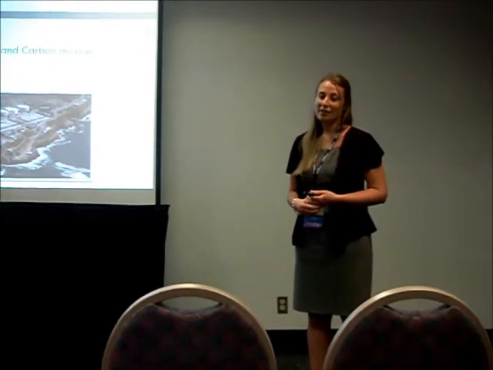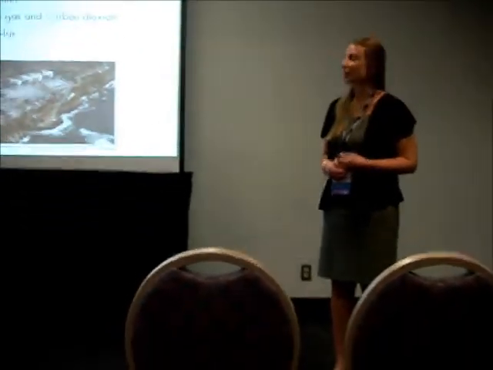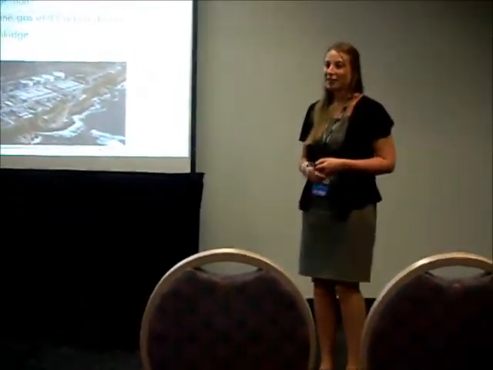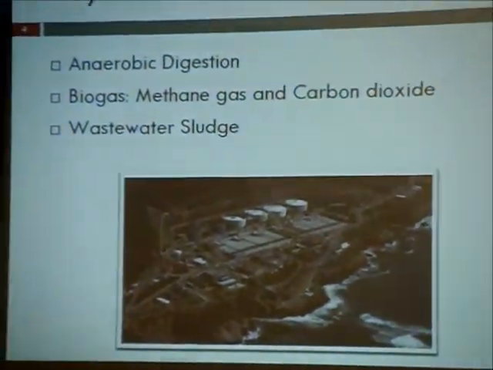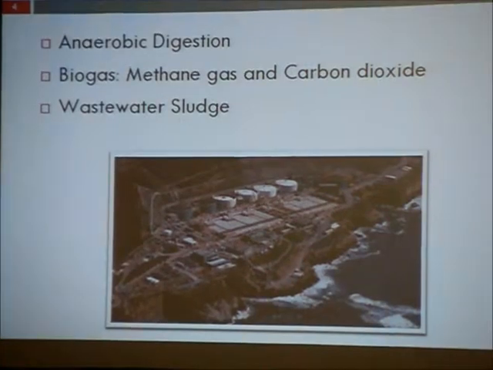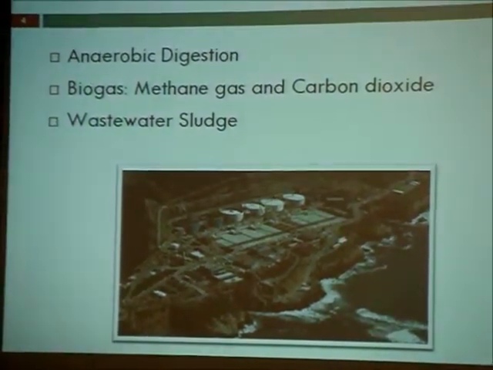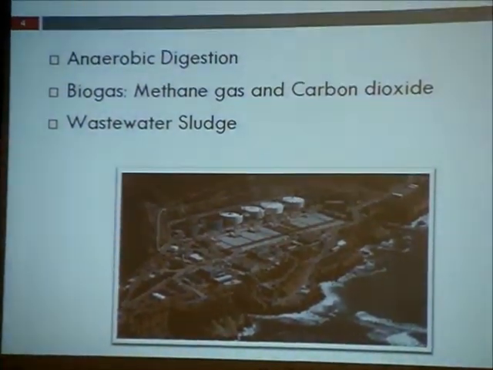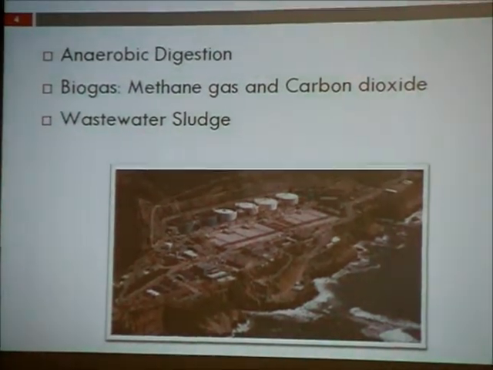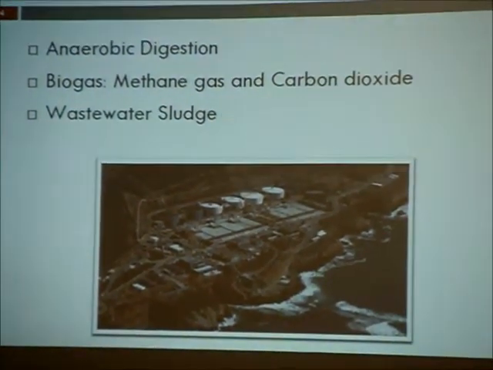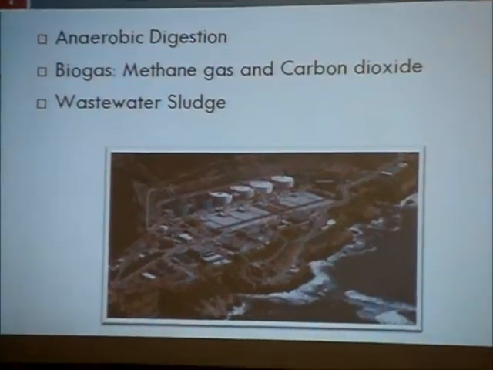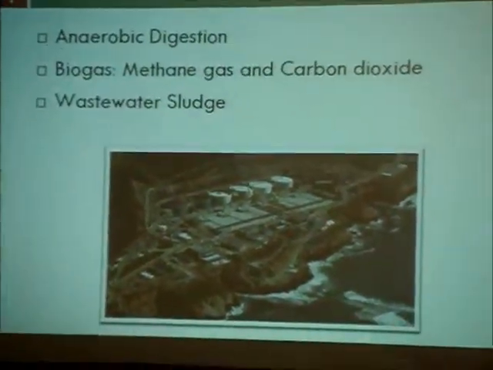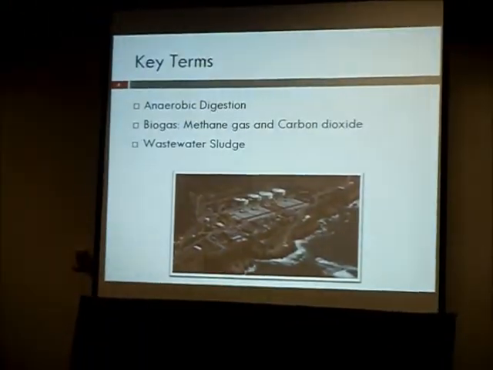First, I want to define some key terms that we're going to use in our presentation. Anaerobic digestion is a process used at wastewater treatment plants where bacteria eat or digest the wastewater sludge in the absence of oxygen and produce biogas. Biogas is composed of approximately 70% methane gas and 30% carbon dioxide. Both methane and carbon dioxide are major greenhouse gases, and methane can be used to produce heat and power.